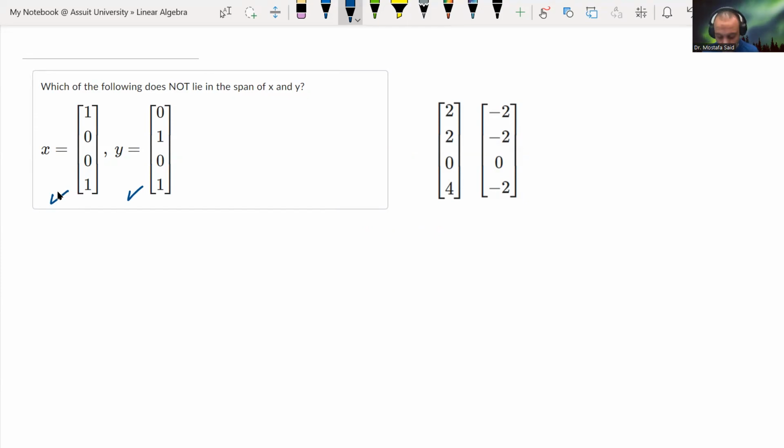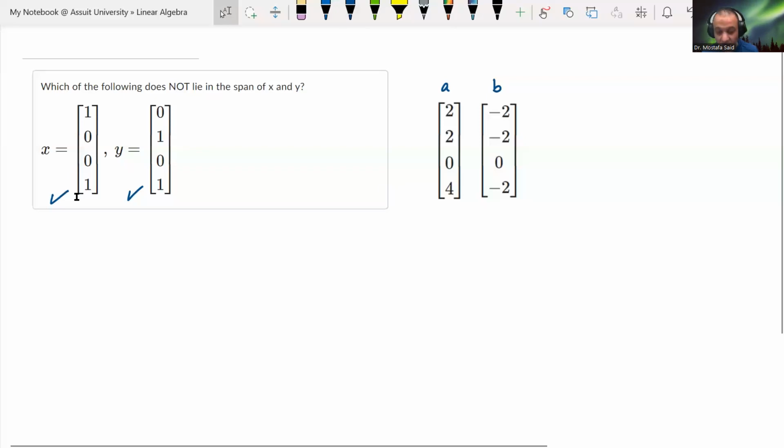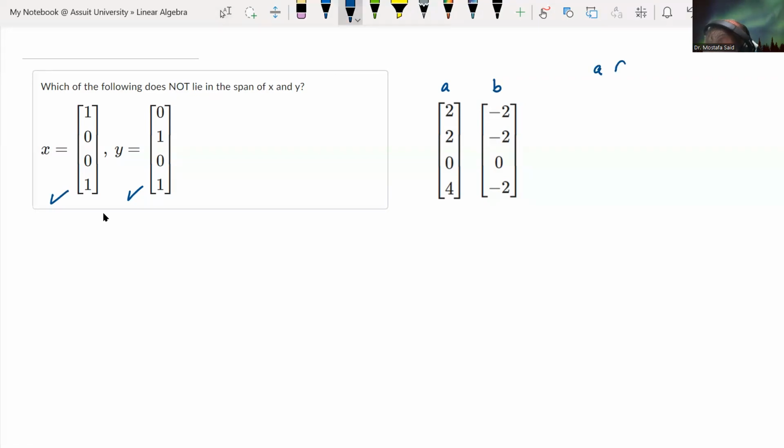And we are given another two vectors. Let's call them, for example, A and B, or whatever you like. Okay. And we want to know if these two vectors can be located in, or are part of, the span of the subspace that x and y can create. Okay. We want to check if A belongs to the span of x and y, and also B, both.